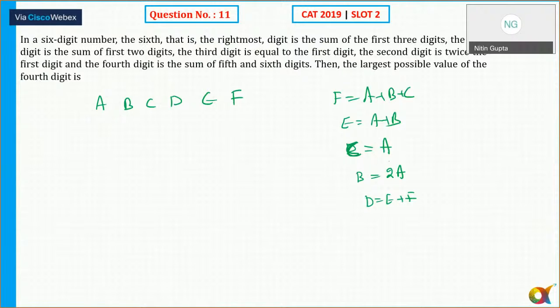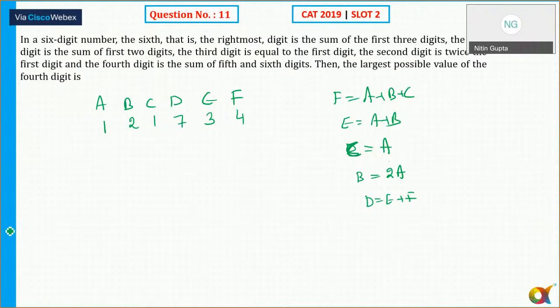So for example, if I say A is equal to 1, so C is also equal to 1 and B is equal to 2. And what is the value of D? E is equal to A plus B, so 1 plus 2, 3. E is equal to 3. And F is equal to A plus B plus C, 1 plus 2 is 3, 3 plus 1 is 4. So F is 4, and D is equal to 7 in that case. So this is one of the possibilities.